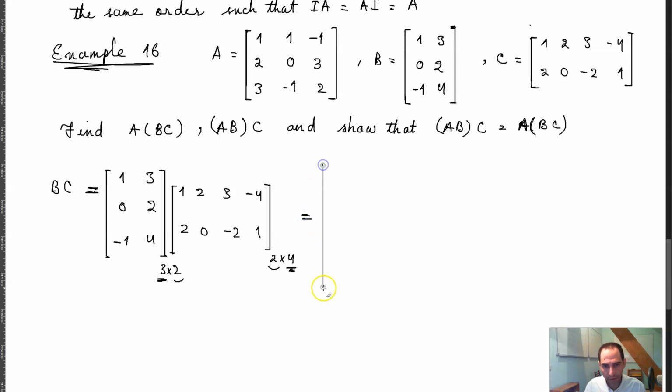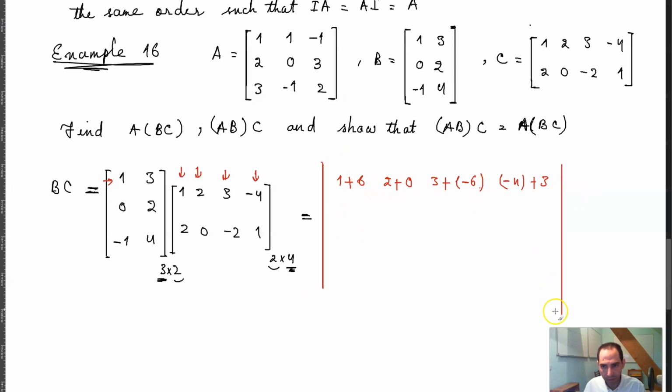So you can start from here, and I will start from this row and this column. 1 times 1 is equal to 1, and 3 times 2 is equal to 6. Then this row and this column, 1 times 2 is equal to 2, and 3 times 0 is equal to 0. Then this column, 1 times 3 is equal to 3, and 3 times negative 2 is equal to negative 6. And then you have 1 times negative 4 is equal to negative 4, plus 3 times 1 is equal to 3. And that is the 4 columns that I have. So I can close this here, and that becomes my matrix.